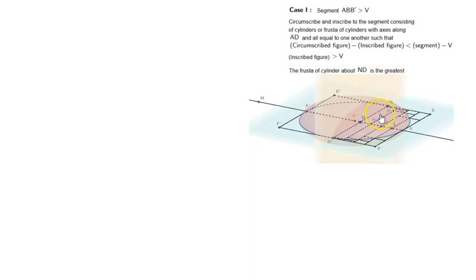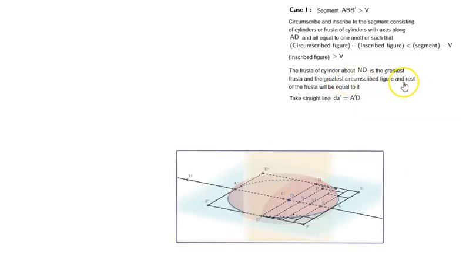So this frusta is the greatest, and the greatest circumscribed figure and rest of the frusta will be equal to it. Now think of the cylinder in that each frusta is equal to each other, and the frusta around ND is the greatest, and the rest of the frustas are equal to that. Similarly, the circumscribed figure along ND is also the greatest.